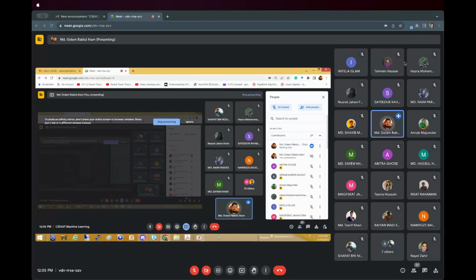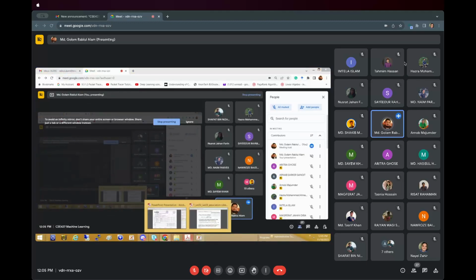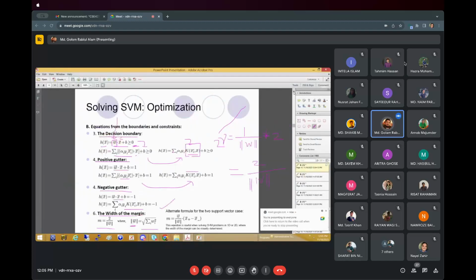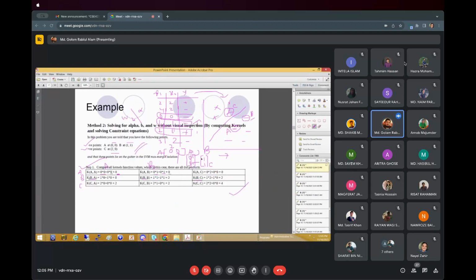So we will start our discussion from this slide. That means if we are given a problem, then how can we solve that problem using our Lagrangian equation, using support vector machine. Okay.